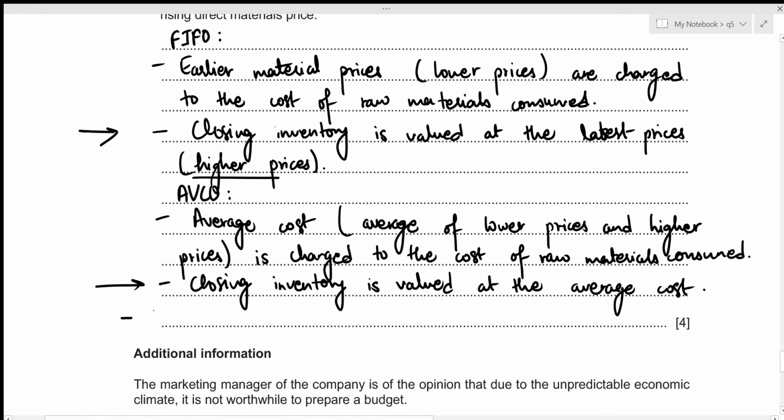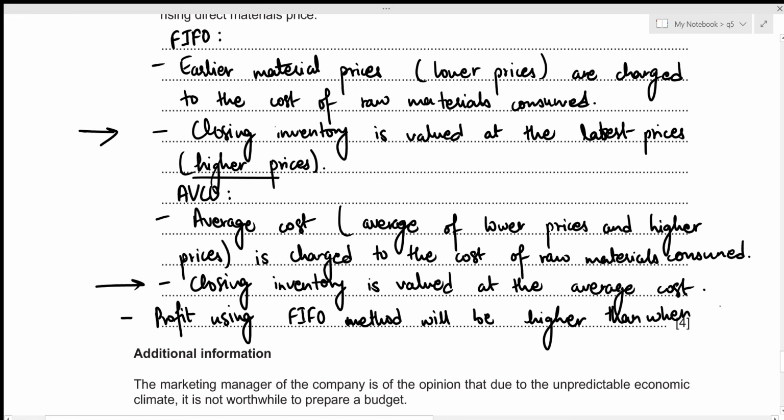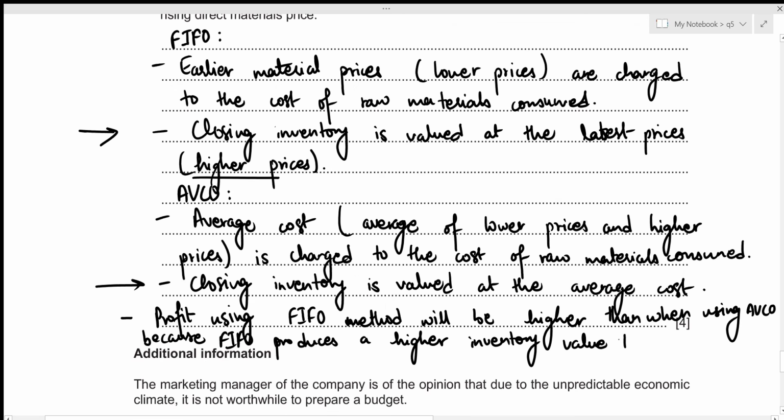Let's write it down. Profit using FIFO method will be higher than when using AVCO because FIFO produces a higher inventory value than AVCO. Okay, this concludes the fourth part of this question. We can now move towards the fifth one.